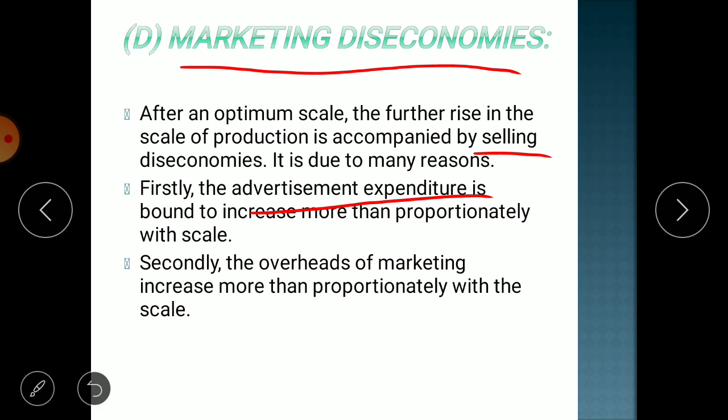Then secondly, it is written here, the overheads of marketing increase more than proportionately with the scale. For selling more quantities, you have to hire more marketing staff. You have to hire more salesmen. Definitely, you have to give more salaries. Your salesman has to be available in each and every corner of the nation for selling your product.